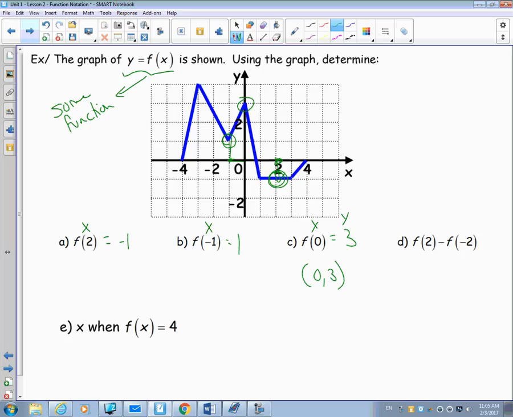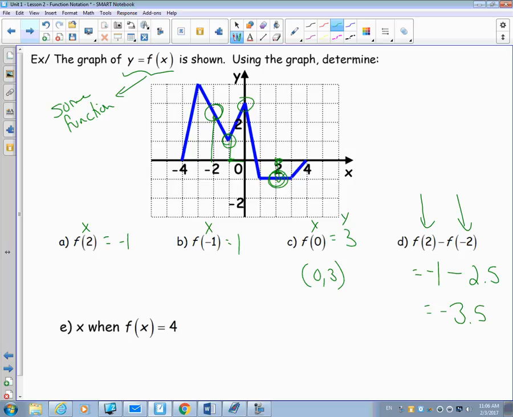We can combine functions and do operations between them. So if I want to do f(2) minus f(-2), I've got to figure out f(2) first, which we've already figured out was negative 1, minus f(-2). So if I find negative 2, I'll go up to my graph. That's approximately 2.5. Then I do my operation between them, and I get negative 3.5.